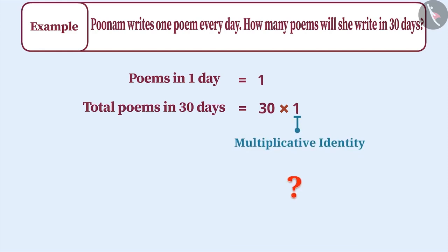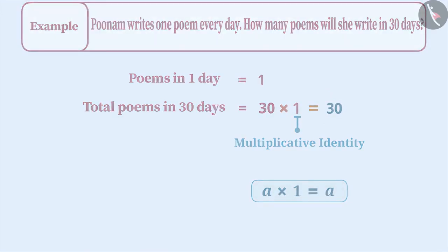Can you tell me why? Let me explain. This is because if any number is multiplied by 1, the result will be the same number. Therefore, 30 times 1 is 30, which means Poonam can write 30 poems in 30 days.